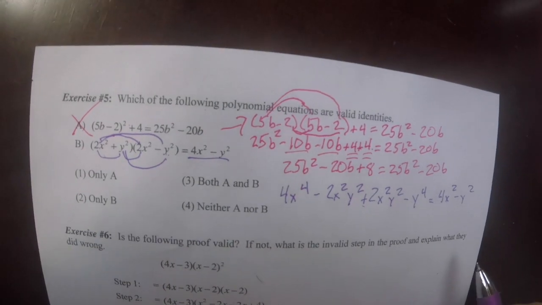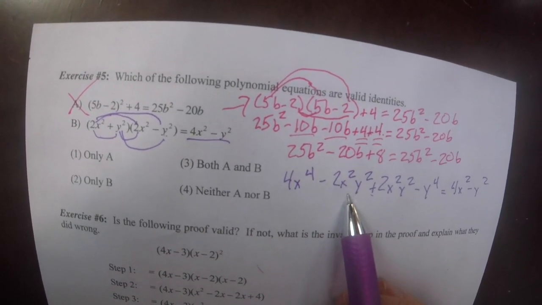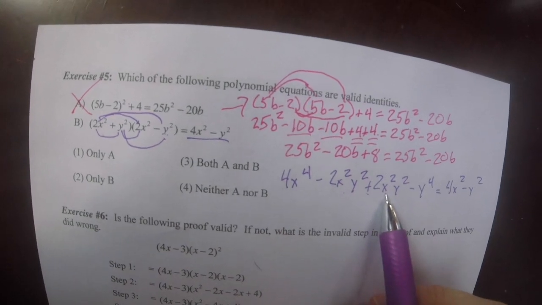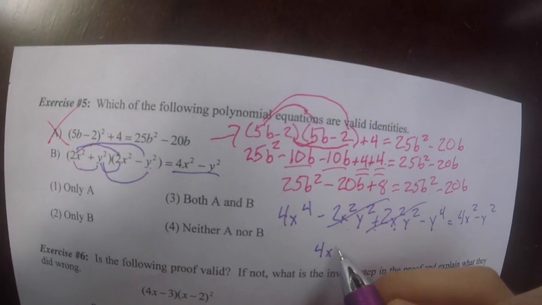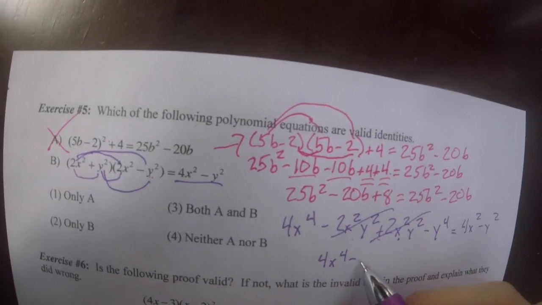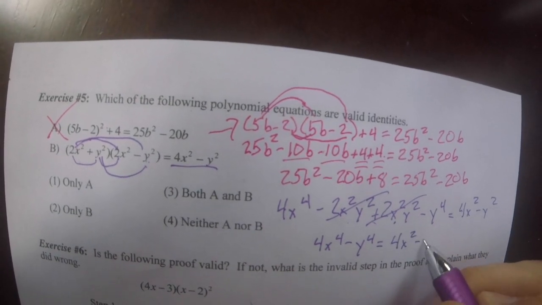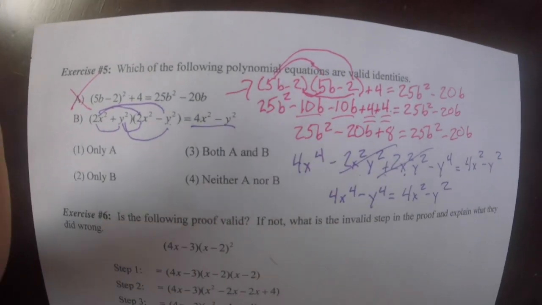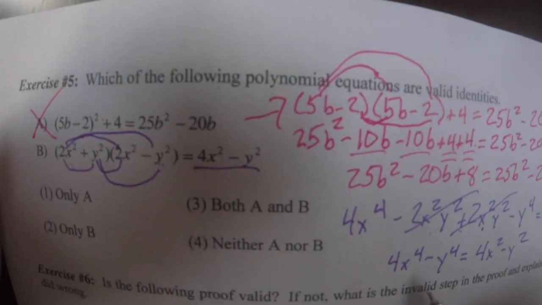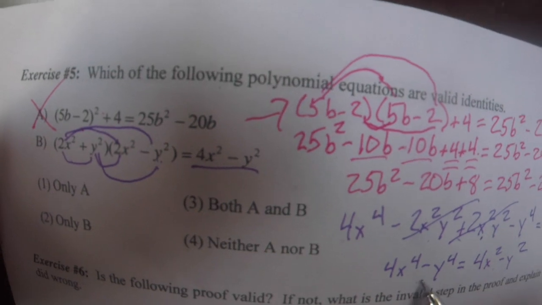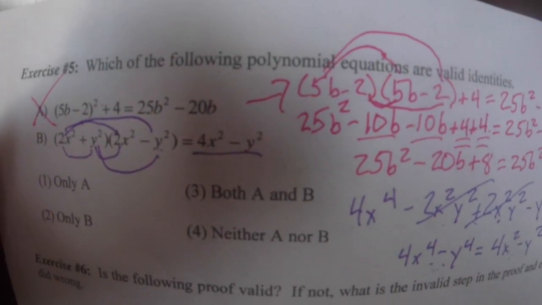Alright, well, what's going to happen here? I have negative 2x squared y squared plus 2x squared y squared. They are definitely going to wipe each other out. So I'm just left with 4x to the 4th minus y to the 4th equals 4x squared minus y squared. Again, super close. Well, not as close as we thought, but these two sides of the equation are definitely not exactly the same.